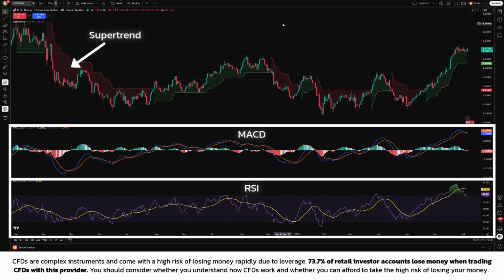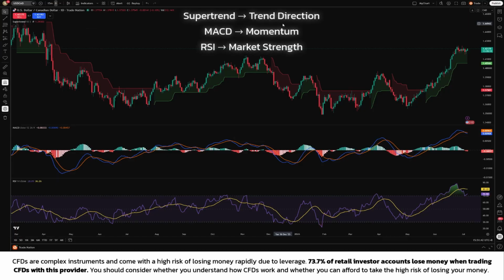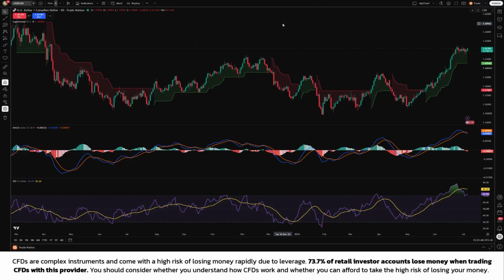Combining Supertrend, MACD, and RSI is a way to separate trend direction, momentum, and market strength into 3 different layers. The purpose is not to make the chart more complicated. The purpose is to avoid relying on one signal when the market needs more context.